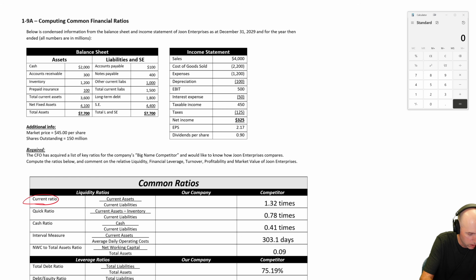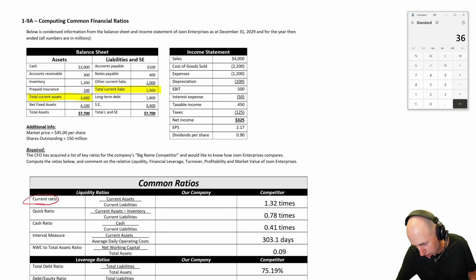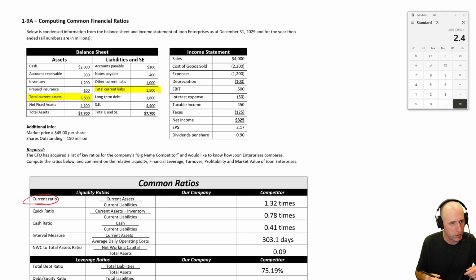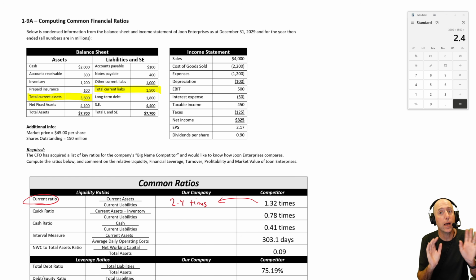Let's take a look. Our current assets are right here. Our current liabilities right there. Oops, no, that's other. Sorry, our total current liabilities are there. 3,600 divided by 1,500. 2.4. So I have 2.4 times the current assets as I do current liabilities. I am liquid, right? And how do I know? Well, compared to my competitor, I'm more liquid than them. I'm more able to cover my short-term debts.